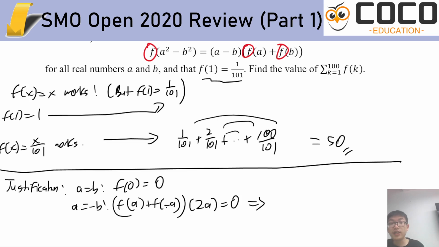Just means that f(a) and f(-a) are negatives of each other, i.e. f is odd. How is this going to be useful? Very simply, it allows me to just jump through all of the integers as follows.